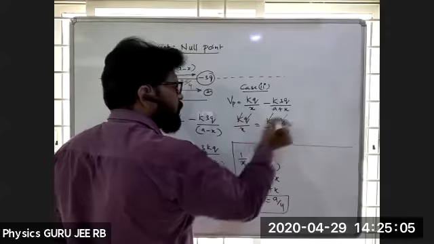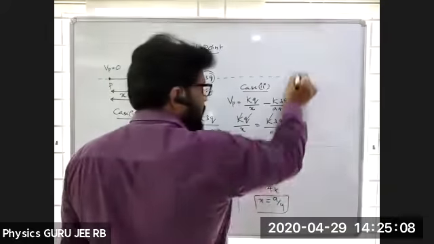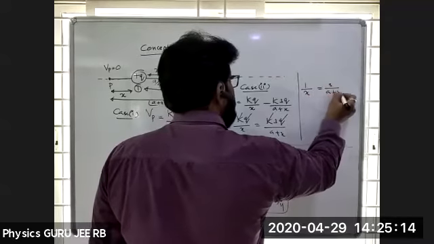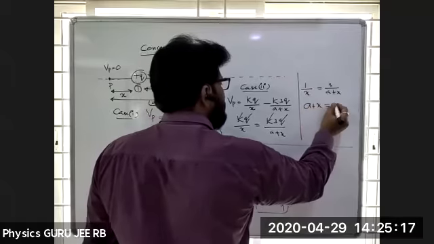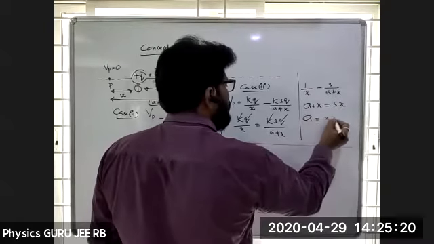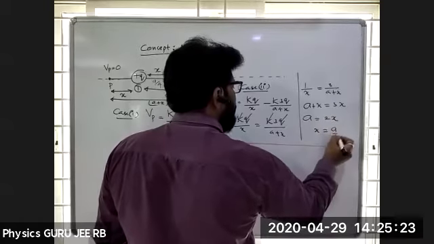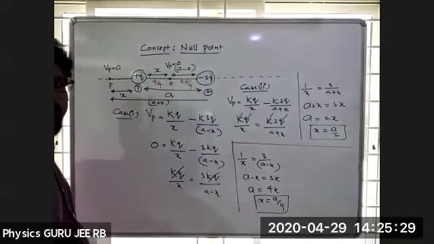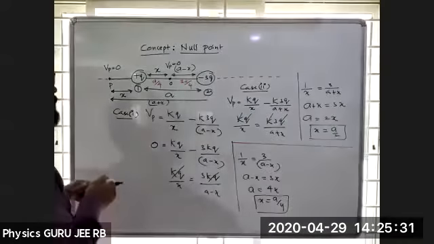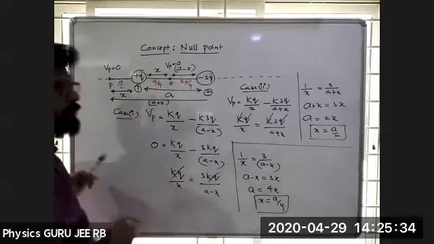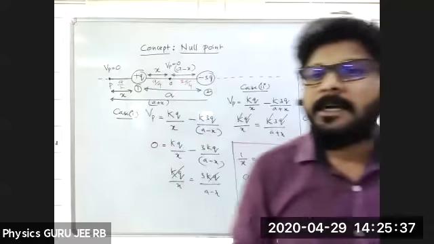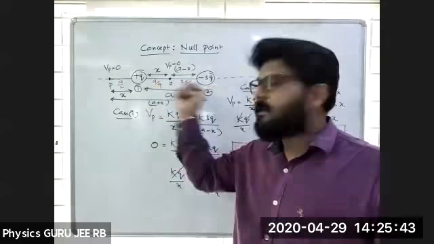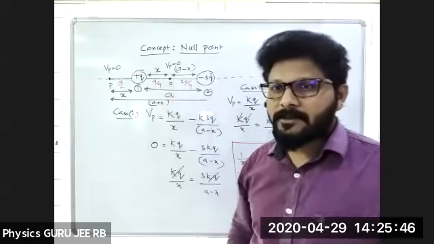So k, q cancel. So I can write 1 by x is equals to 3 by a plus x. Simply cross multiply. A plus x is equal to 3x, or a is equals to 2x, or x is equals to a by 2. That means one more possibility outside at a distance of a by 2, nearer to the smaller charge. So a by 2 outside from the smaller charge, and a by 4 inside, between the two charges from the nearer charge, right? Smaller charge.